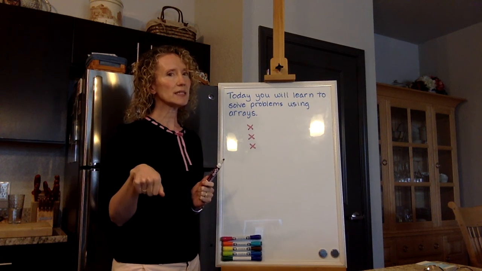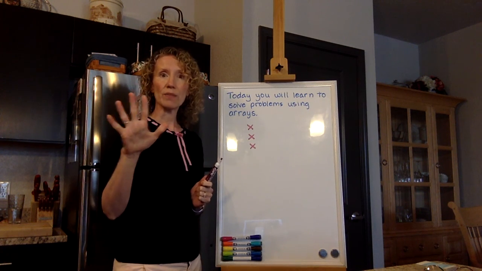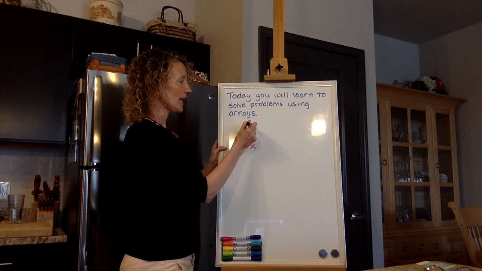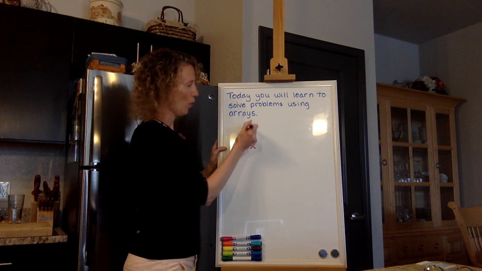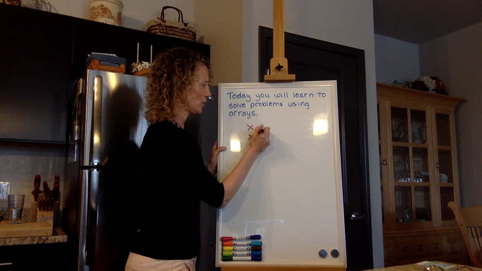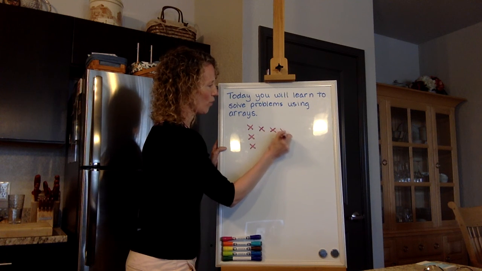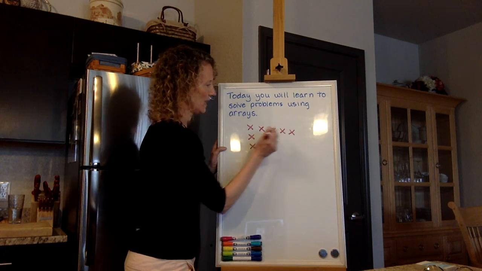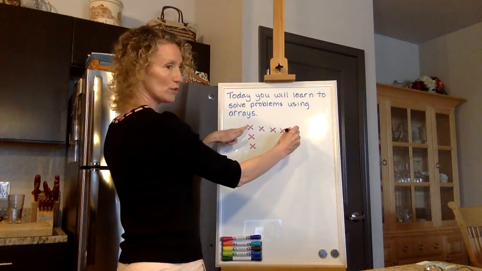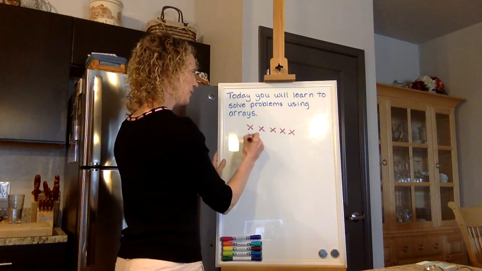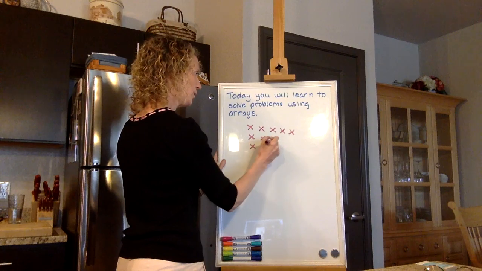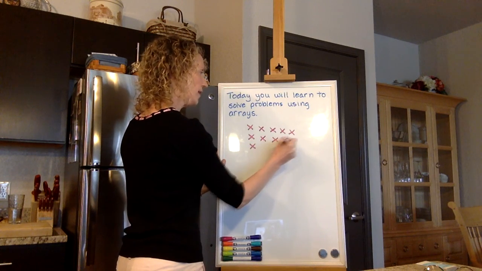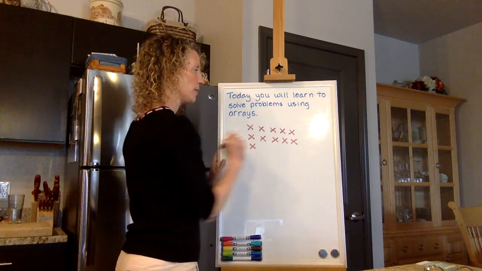And how many sticks of gum are in each pack? 5. So now I'm going to count this X as the first stick. 1, 2, 3, 4, 5. And that's 1 pack of gum in the first row. Second pack of gum, 1, 2, 3, 4, 5, right? 5 sticks of gum in each one.